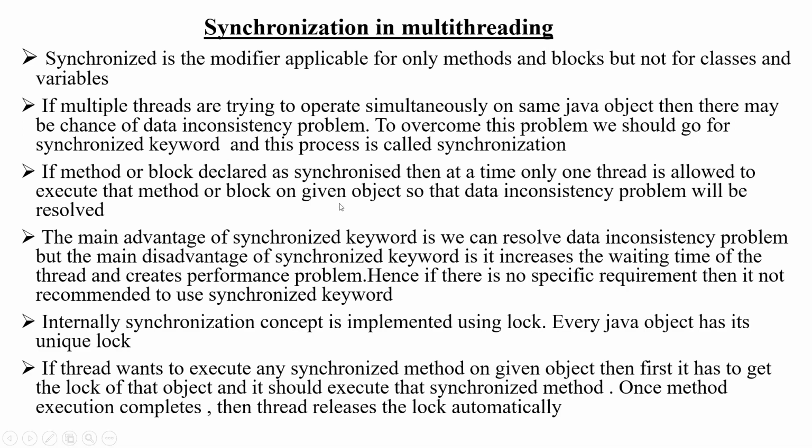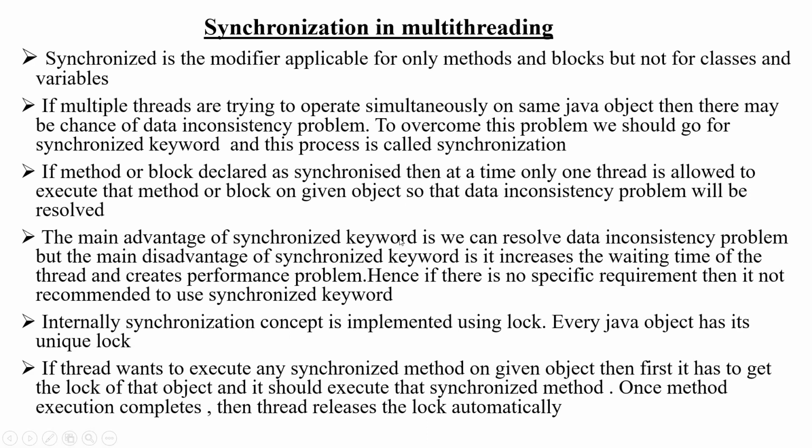Let us say I have an object, and in that object there is one method. If multiple threads, for example thread t1, thread t2, thread t3, all three threads at a time want to use that method, then we will get a data inconsistency problem. To overcome that problem, we declare that method present in the object as synchronized. If I declare a method as synchronized, only one thread can access that method and the remaining threads will wait for their chance.